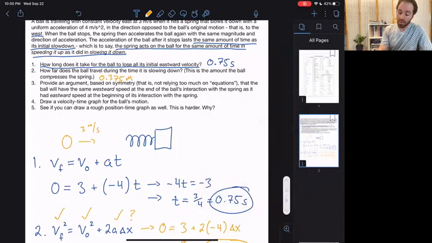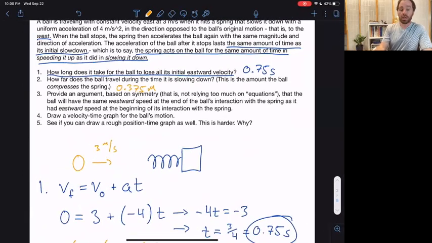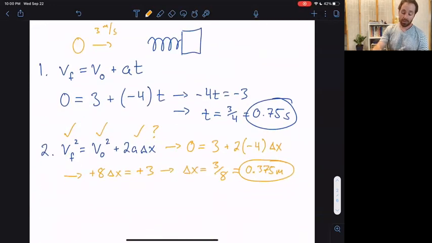This next one is a little bit different because now we're asked to do something conceptual, not so much calculation-based. Provide an argument based on symmetry that the ball will have the same westward speed at the end of the ball's interaction with the spring as it had eastward speed at the beginning of its interaction with the spring. So this is saying that the ball gets launched off with the same westward velocity as it initially had eastward velocity. But I want you to think about this.